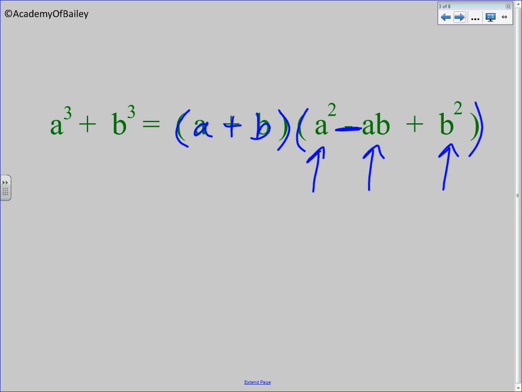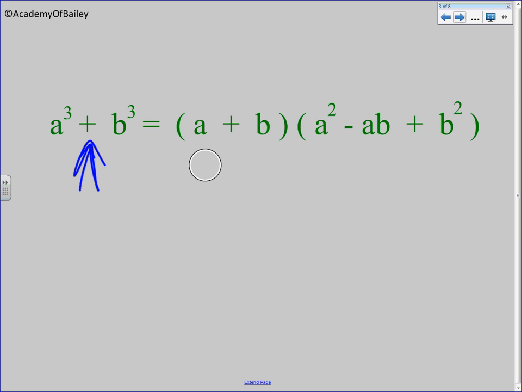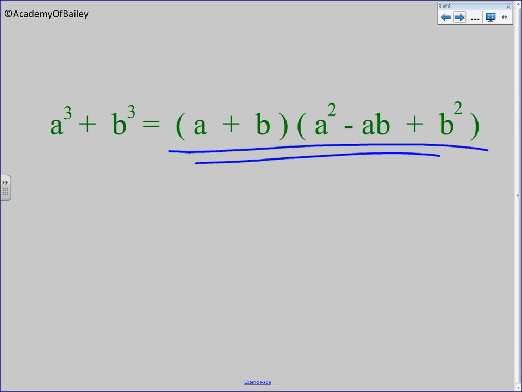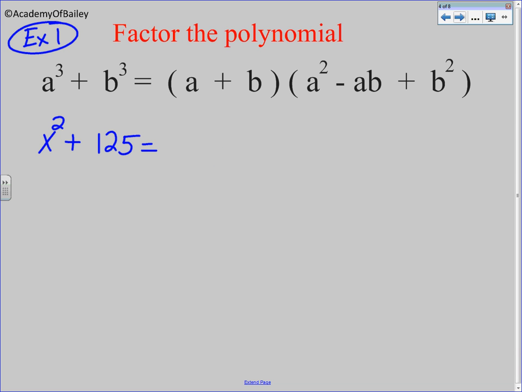And I said this part changes. It's always a minus when there's a plus there. It changes when there's a minus sign that you start out with. So anytime that you are adding those perfect cubes, and then you try to factor, this is the pattern you use. Let's go to the next slide and try one of these here.